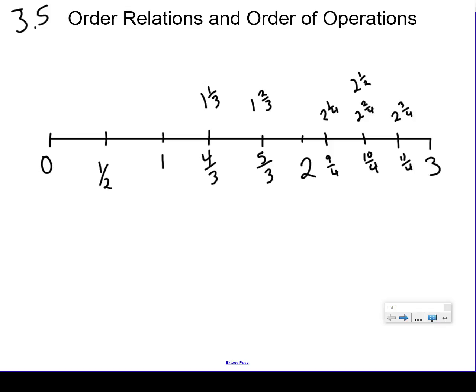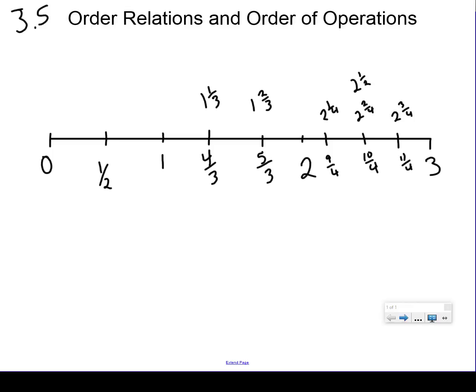Right, what you see on the screen is our intro to our 3.5 section. We are going to talk about ordering relations. So we're talking about two quantities that you want to compare and decide which one's bigger. That's what ordering means. Or which one's even smaller. It doesn't have to be bigger. And then order of operations, Please Excuse My Dear Aunt Sally.